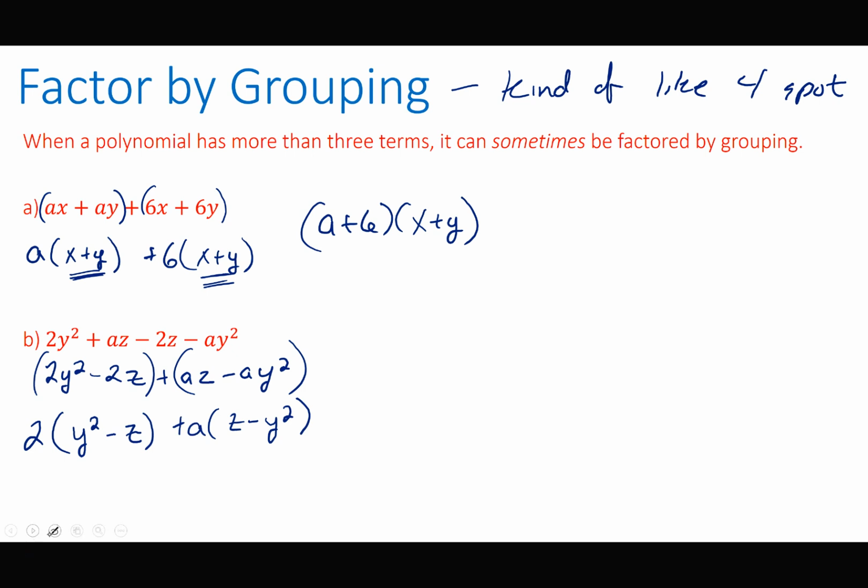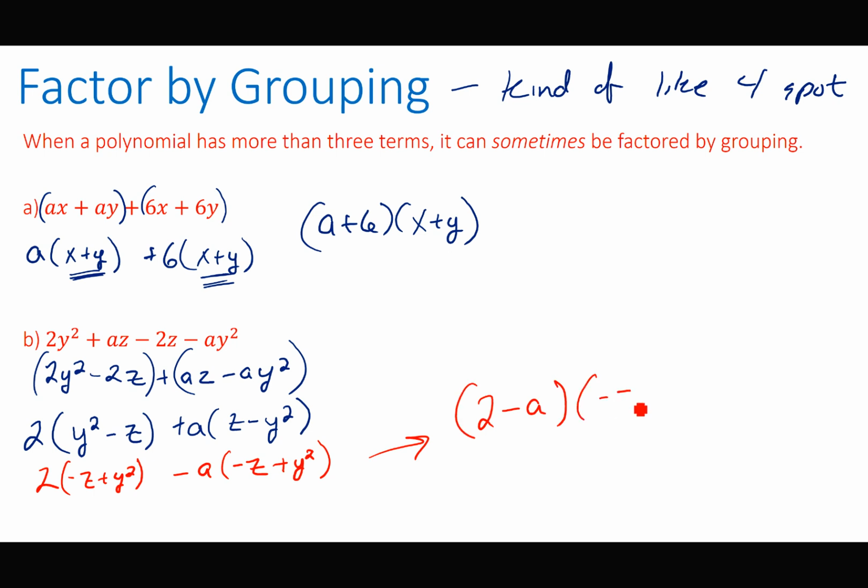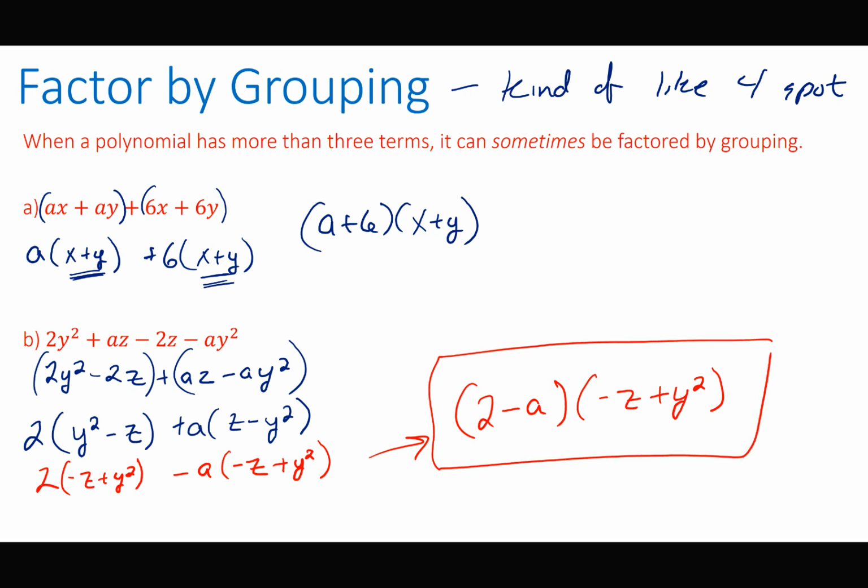Well, if I change this up, if I change this to a negative a, then it becomes a negative z plus y squared. Now it does match, because I could write this one as negative z plus y squared. That's still the same with that constant multiple of 2. So now I can write it as 2 minus a times negative z plus y squared. So we can do some manipulating around to make our 4-spot method with grouping work. If it's just the signs that are different, we can work with that.